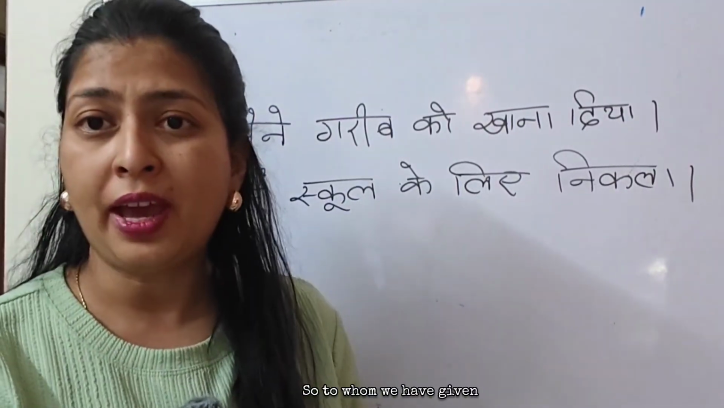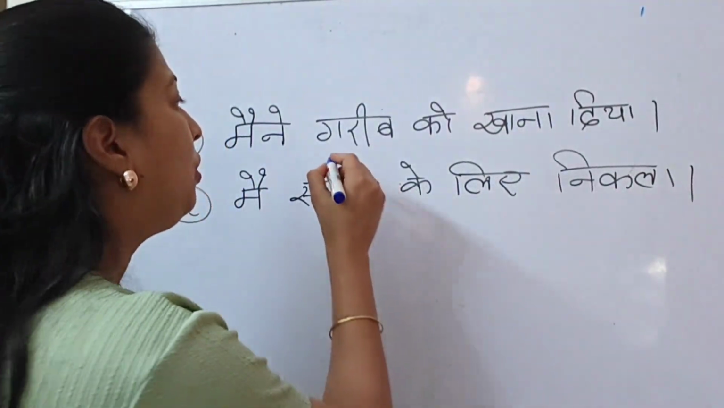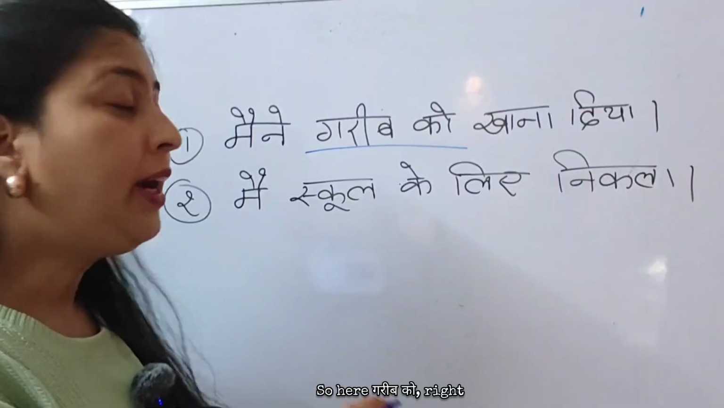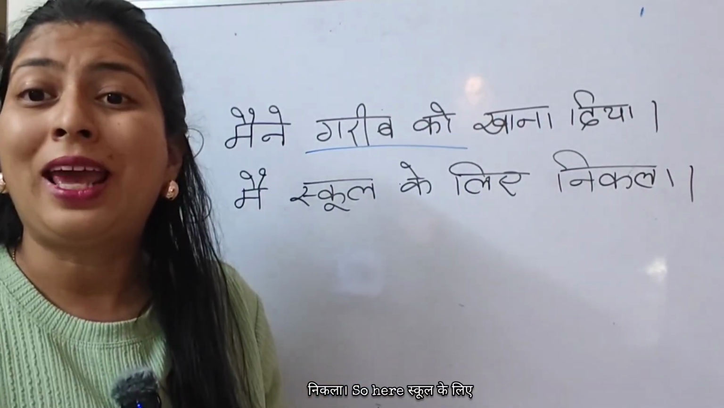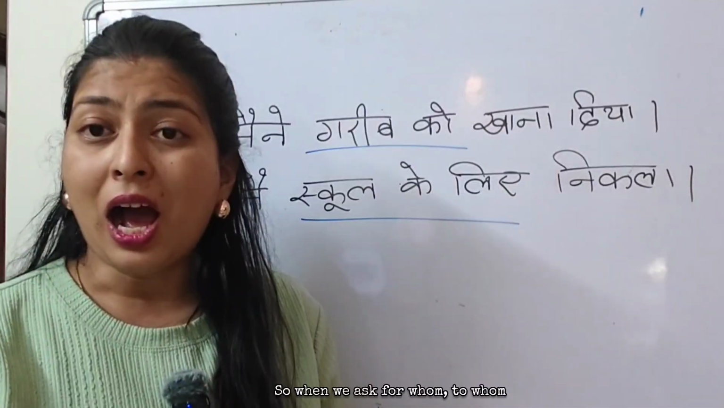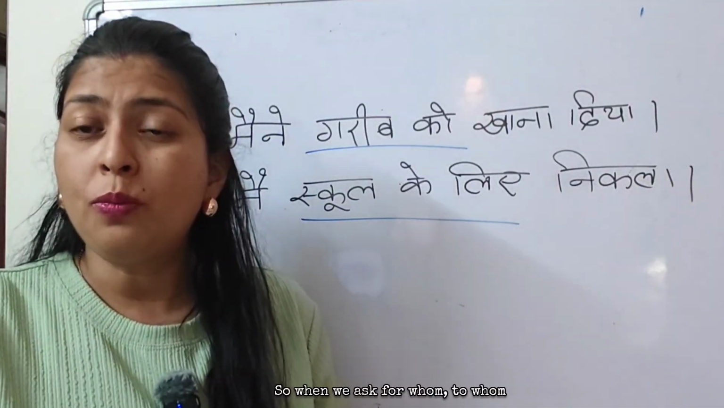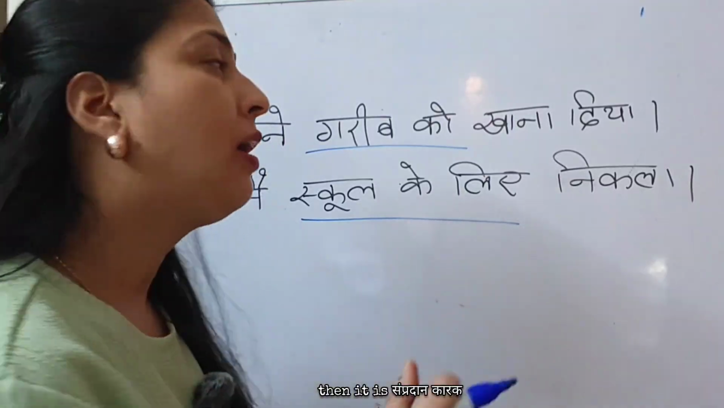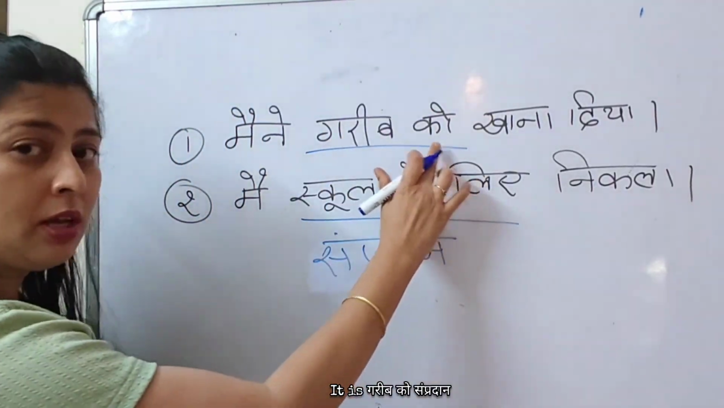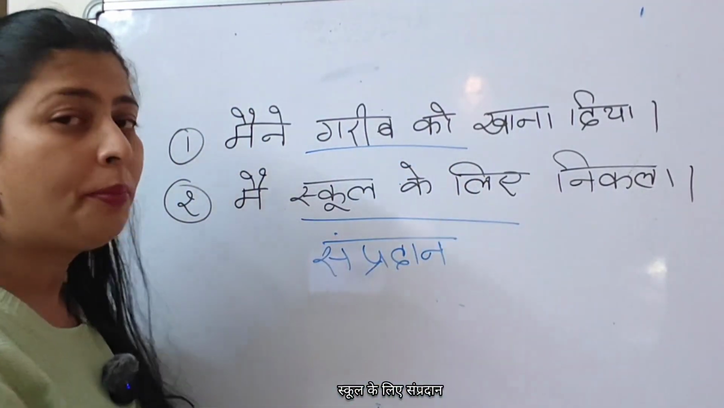So to whom have we given? Who is the recipient here? Here it is गरीब को. Right? Now the next one, मैं स्कूल के लिए निकला. Here, स्कूल के लिए. So when we ask for whom, to whom, and we get to know who is the recipient, then it is Sampradan Karak. गरीब को is Sampradan, स्कूल के लिए is Sampradan.